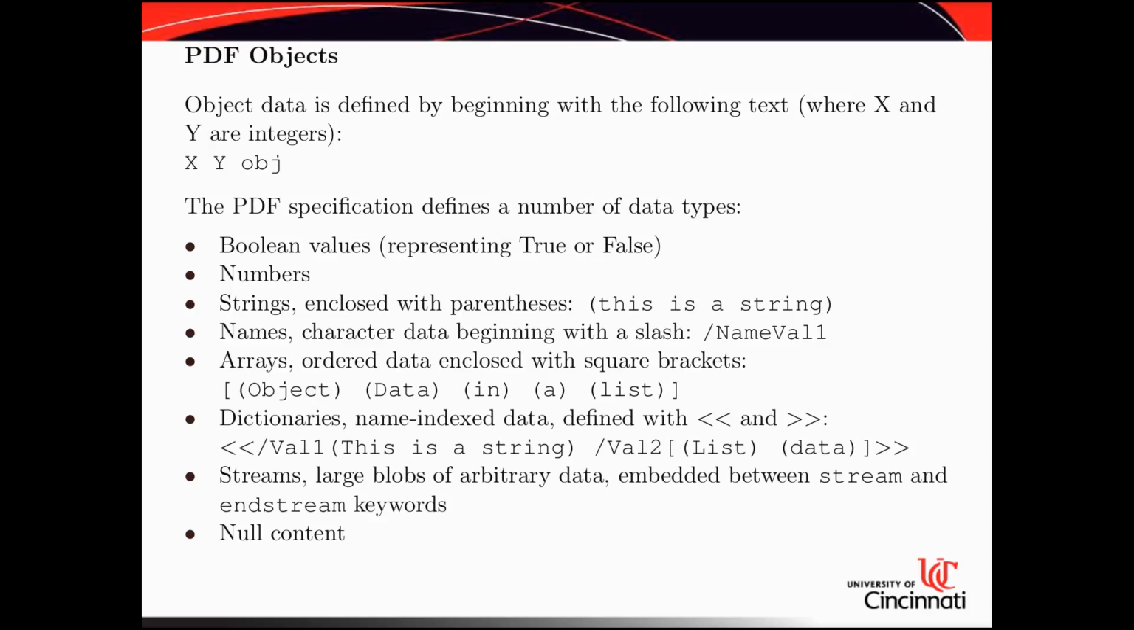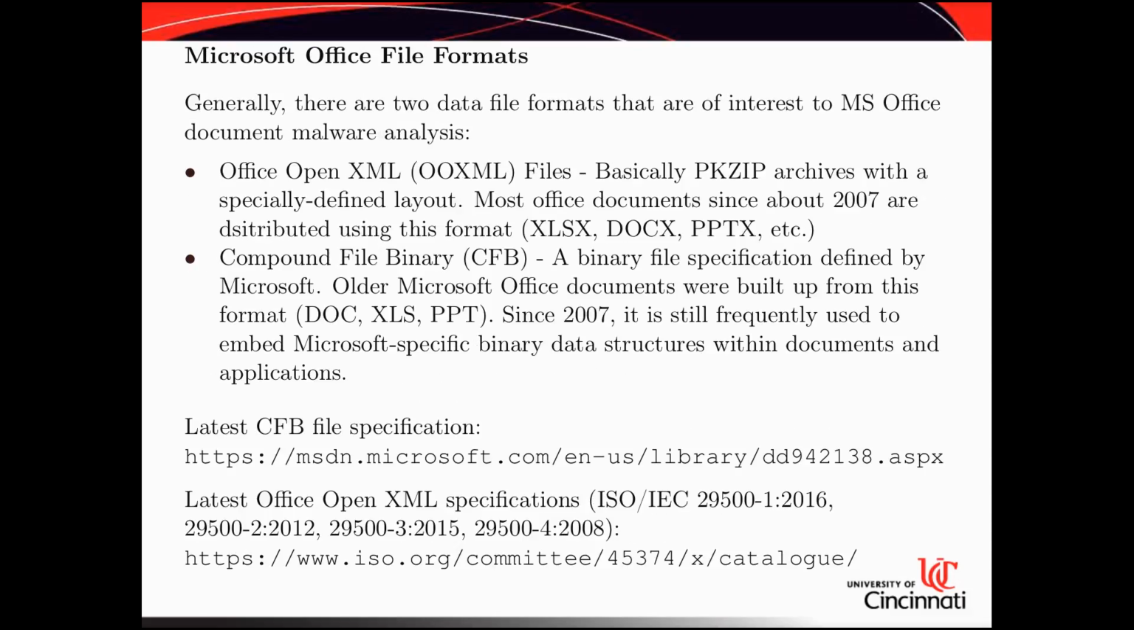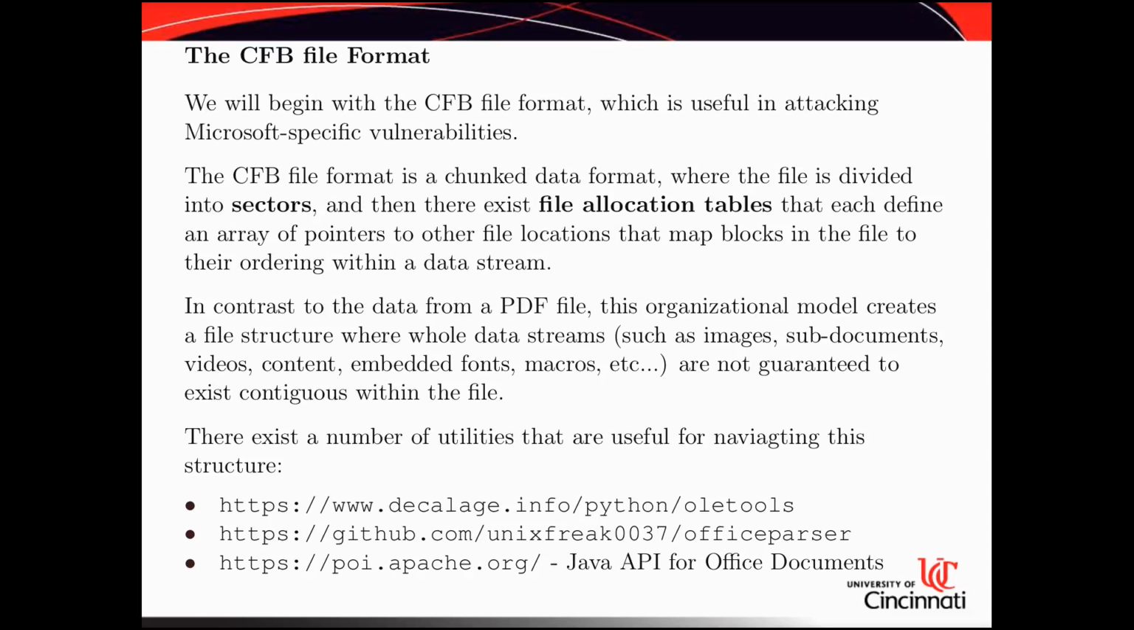So the way Microsoft gets around that is by using a file allocation table, which basically associates a new sector with, say, one data stream, and then allows you to write your data into the original sectors that were part of that stream.